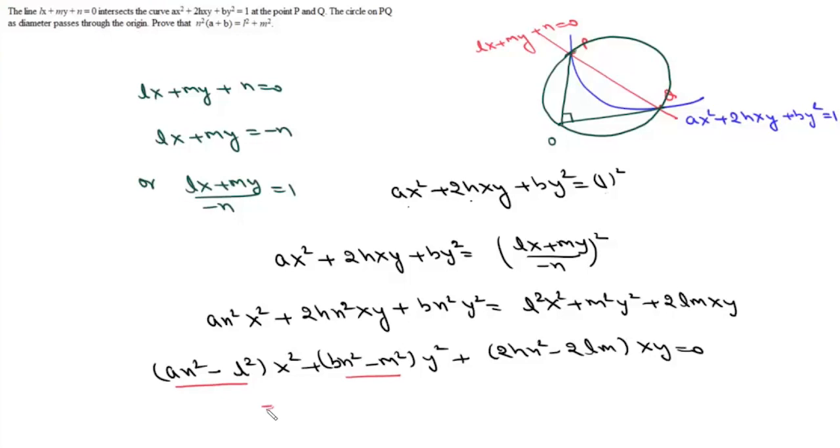So from here, if this angle is 90 degrees, then the condition that we'll get is AN square minus L square plus BN square minus M square must be 0, or we can write this as (A plus B)N square should be equal to L square plus M square, and this is what we need to prove in this question. So the only concept of circle that we need here is angle in a semicircle is 90 degrees.